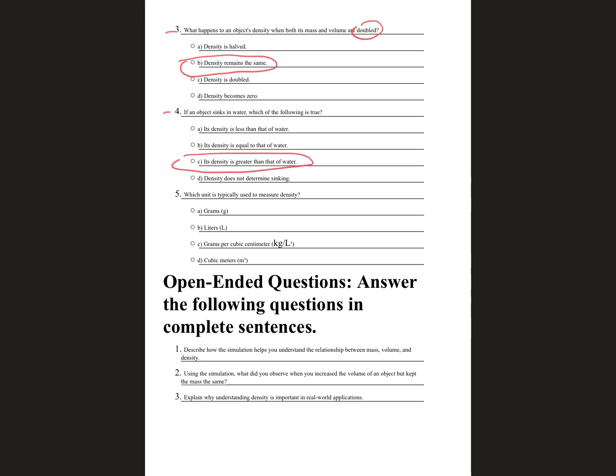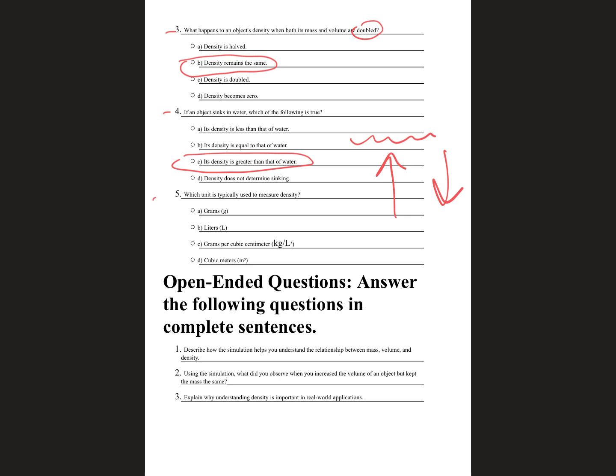Number four, if an object sinks in water, which of the following is true? Letter C, its density is greater than that of water. So when an object floats on top of water, its density is less than water. So whatever is more dense will go further down towards the center of Earth.